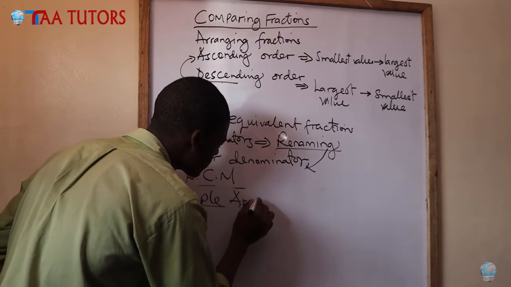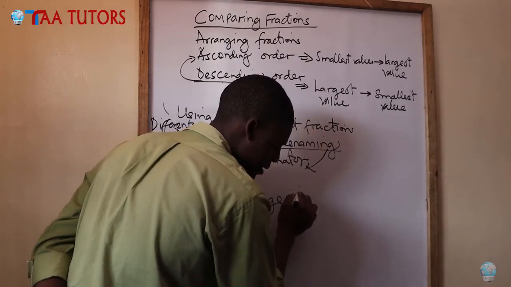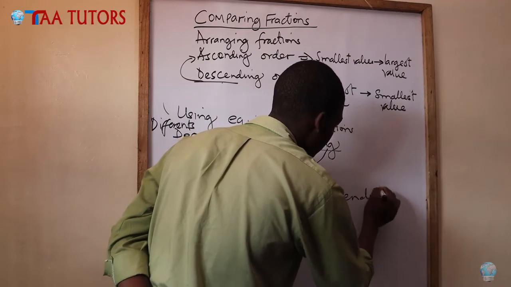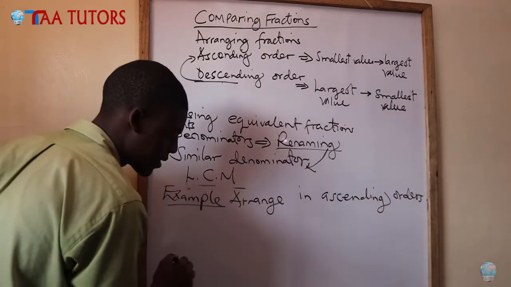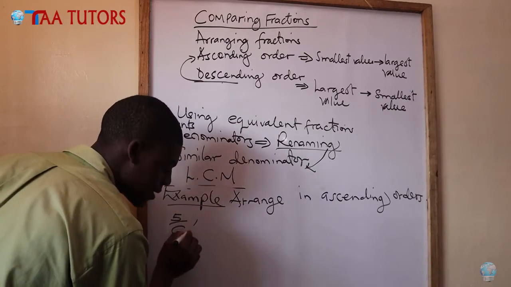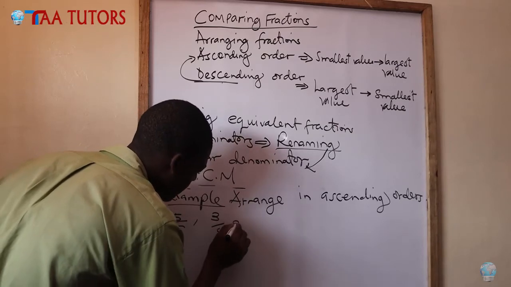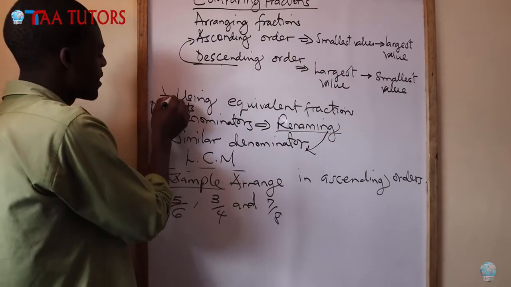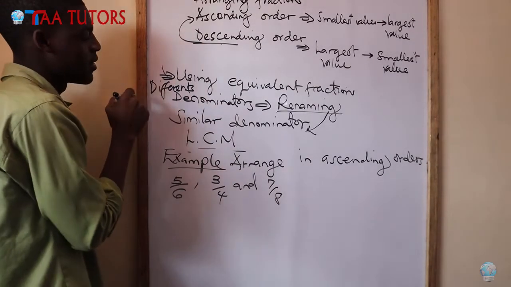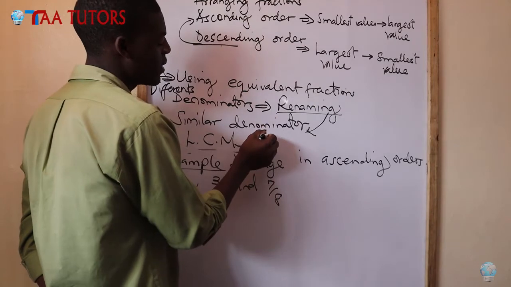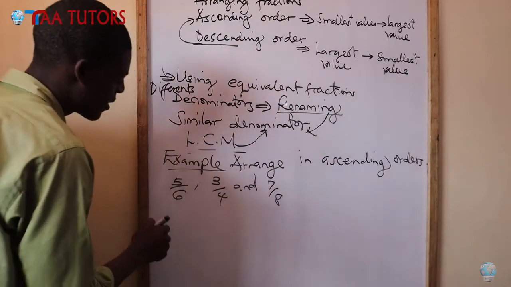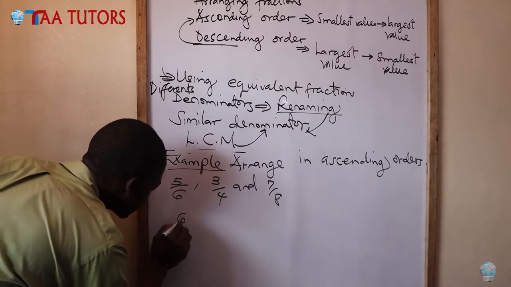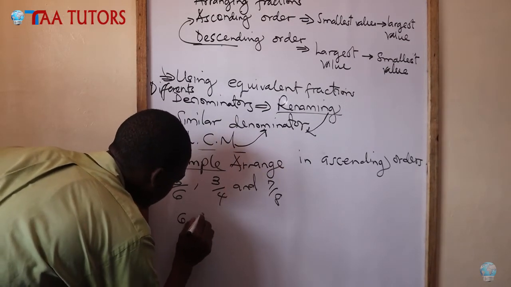Arrange in ascending order. The fractions we are given are 5 over 6, then we have 3 over 4, and 7 over 8. I've talked of equivalent fractions, but we can also use LCM to rename so that we can arrange them. Since the denominators are different, I will make them have a common value. I do this through LCM. You know LCM is the least common multiple. We have 6, 4, then 8.